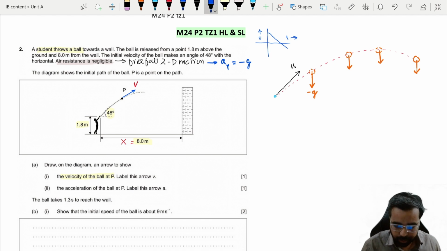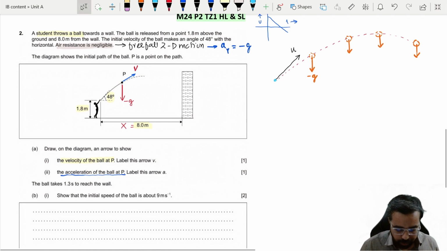Okay, so now our next question is the acceleration of the ball at B. So I had already explained to you the acceleration throughout the motion is constant, and that is vertically downward. So at this point the acceleration due to gravity should be a vector negative g. Okay, this one.